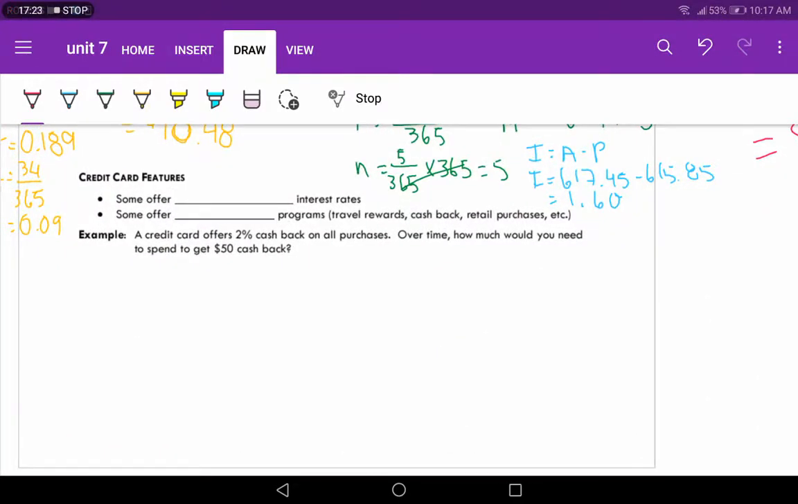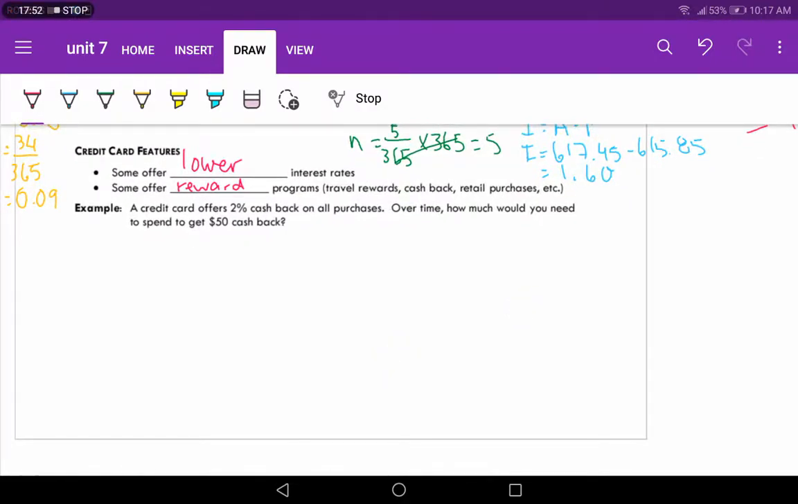Credit card features. So some offer lower interest rates and some offer reward programs. Okay, so those could be seen as travel rewards. So your parents might have air miles. You could get cash back. Sometimes there's retail purchases. It just depends on the card. So, for example, a credit card company offers 2% cash back on all purchases. Over time, how much would you need to spend to get $50 cash back?